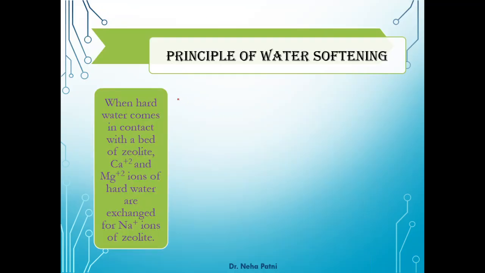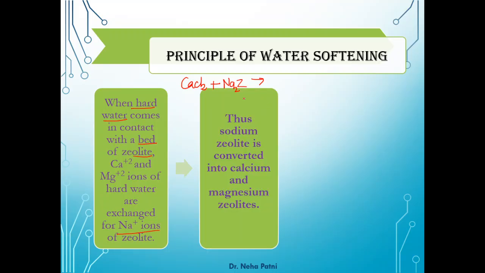Now go to the principle of water softening directly. You have to first allow your hard water to come in contact with zeolite. Then calcium and magnesium ions, which are present in the hard water, let's say calcium chloride is the hard water, react with the zeolite bed. Then Na ions are exchanged. So this sodium zeolite, which was Na, is getting exchanged with this calcium.